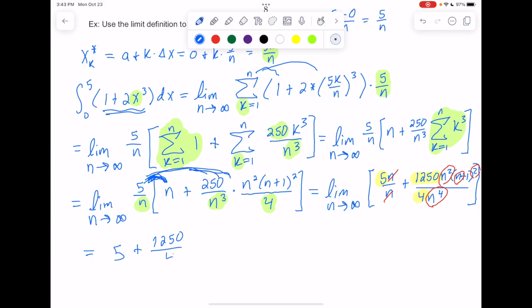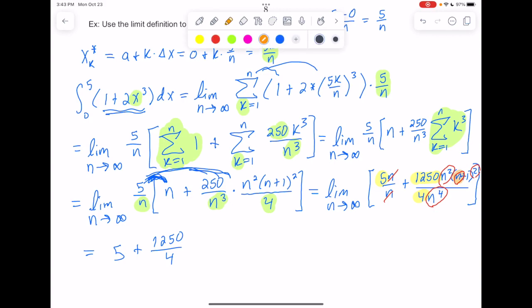The key is if the power on n is the same in the top and bottom, the limit as n goes to infinity is just the coefficient of that biggest power of n. So you don't have to actually expand the n plus 1 squared and do the FOIL and all that. You just need to realize that's going to be, let's look at it again.